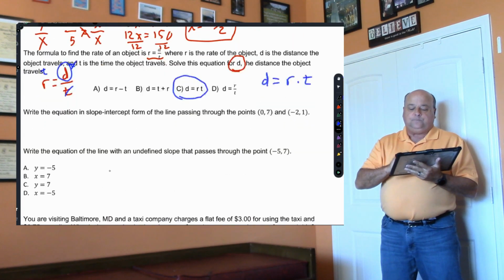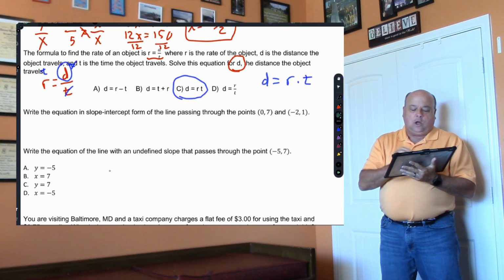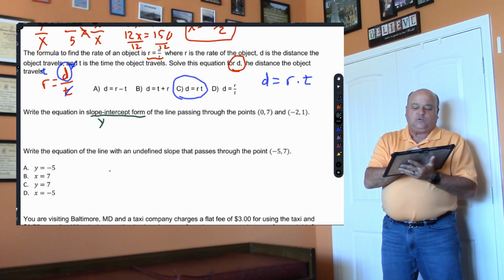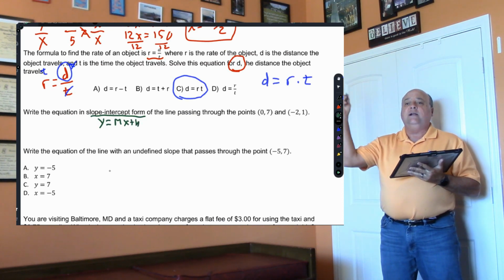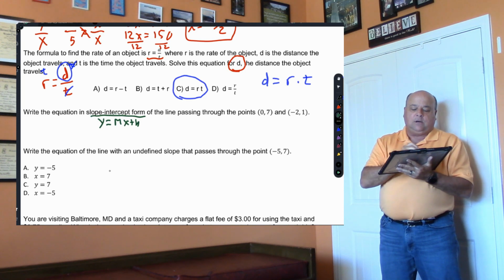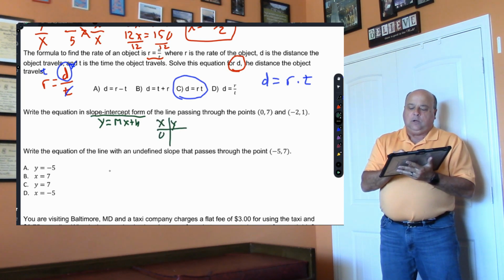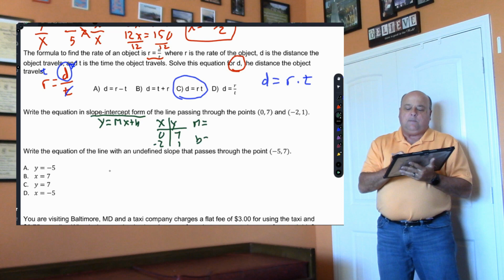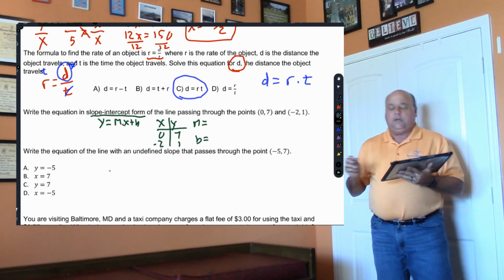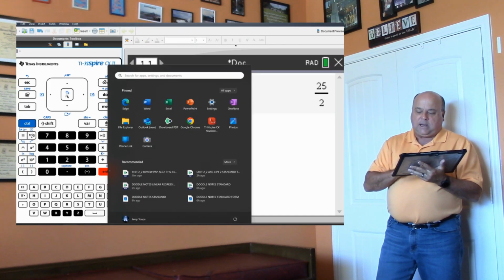The next problem, we want the slope-intercept form, which is y equal mx plus b, of the line that goes through these two dots. So we're going to set up a table and do a linear regression. I'm going to do x, y. I'm going to put 0 and 7 and negative 2 and 1. We're going to put this into a table, and we're going to get our m and b, and write down the equation. So let's go to the calculator.